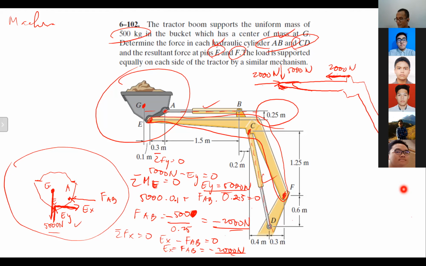What other force do we have there? The external force FCD. You want to assume it as tension or compression? Compression. Okay, if it's compression, is it supposed to be going up or going down?